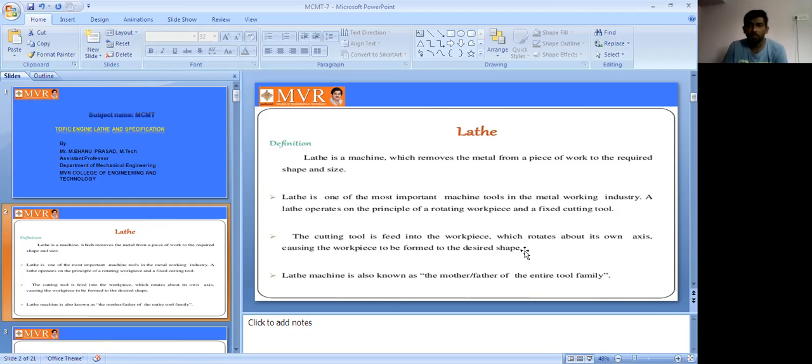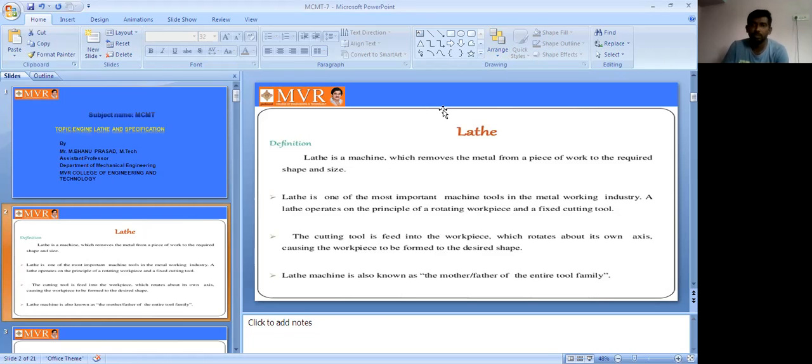A cutting tool is fitted against the workpiece, which rotates about its own axis, causing the workpiece to be formed to the desired shape. The cutting tool removes metal from the workpiece to get the desired shape. This we call the lathe machine. The lathe machine we can also call the mother or father of the entire tool family. So this is the introduction about the lathe.